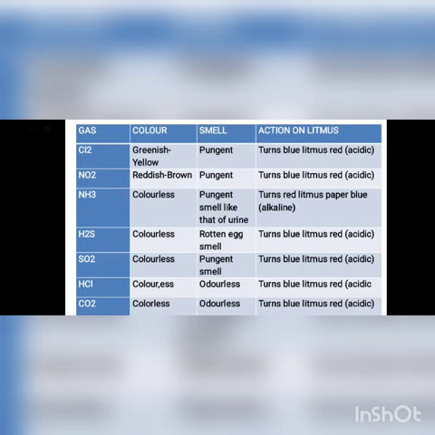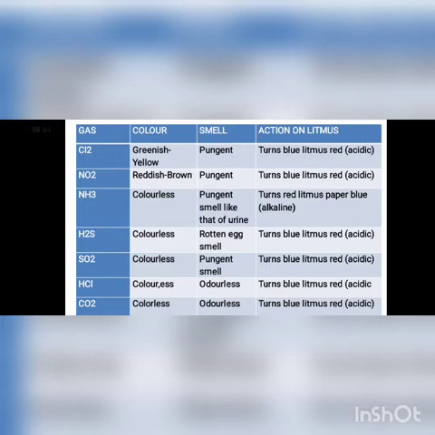While those that are alkaline will turn red litmus paper blue. So chlorine turns blue litmus paper red and it is acidic. So nitrogen 4 oxide, what color will be given out? Reddish brown, and it also gives a pungent smell. It's also acidic. Ammonia is colorless and it produces a smell like that of urine.